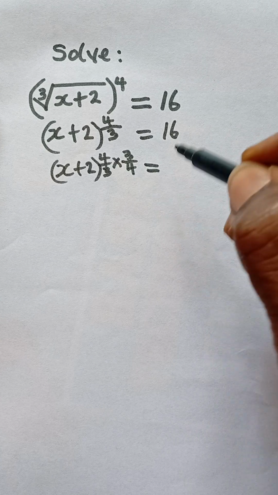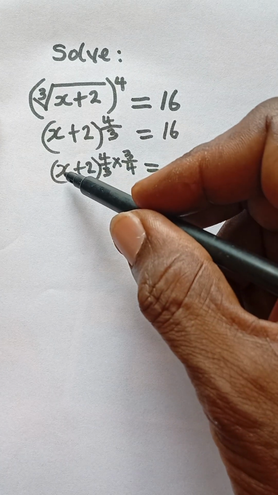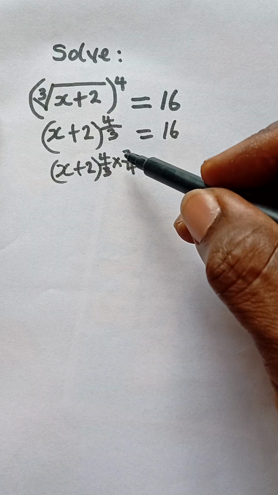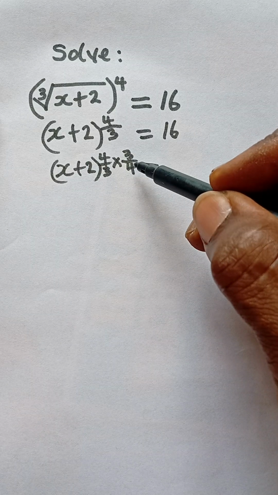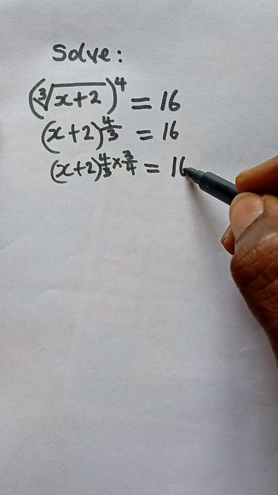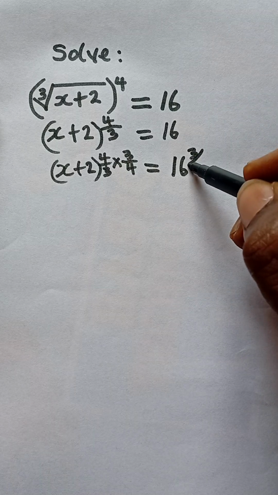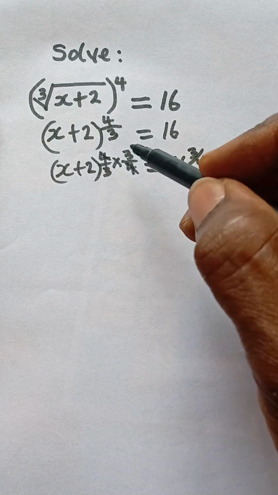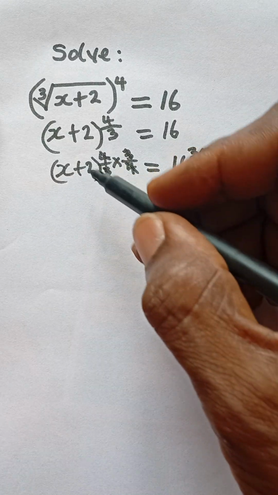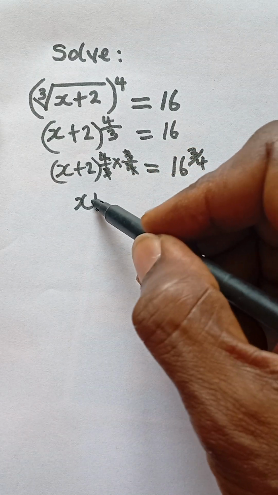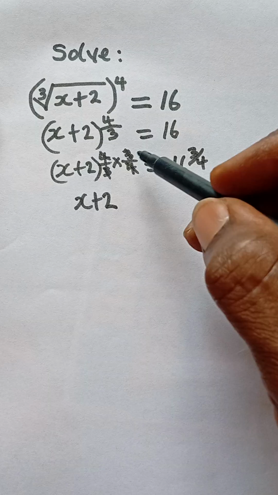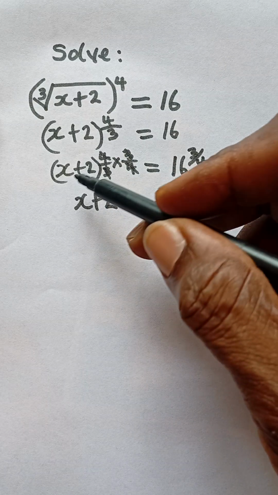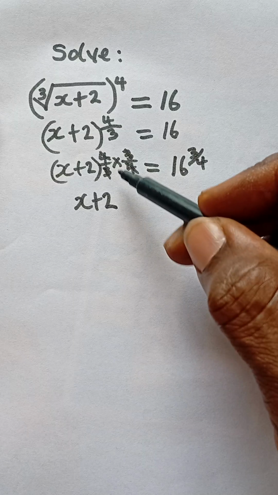And then that will be equal to, whatever I've done to the left-hand side of the equation, I also do to the right-hand side. So I've already raised the left-hand side to the power 3 over 4, so I'm also going to raise this to the power 3 over 4. Then 4 cancels 4 and 3 cancels 3, so we'll be left with x plus 2, because everything cancels and you are left with power 1. So this is x plus 2, all raised to the power 1.